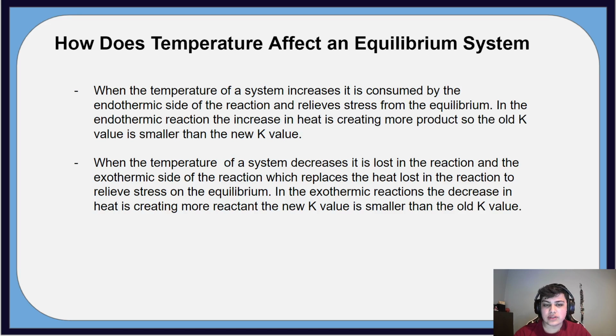When the temperature of a system decreases, heat is lost in the reaction, and the exothermic side of the reaction replaces the heat lost in the reaction to relieve stress on the equilibrium. In the exothermic reactions, the decrease in heat is creating more reactant, so the new K value is smaller than the old K value.